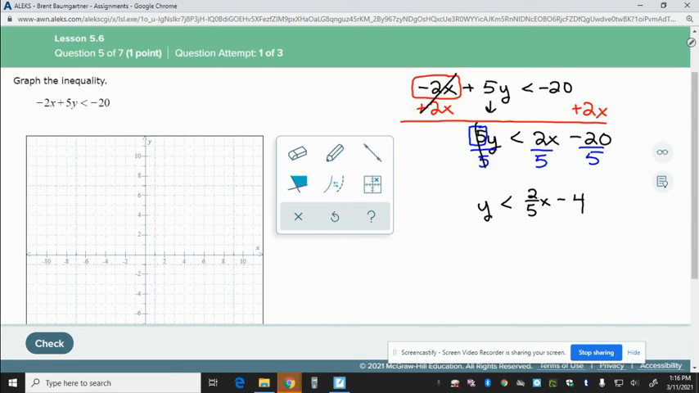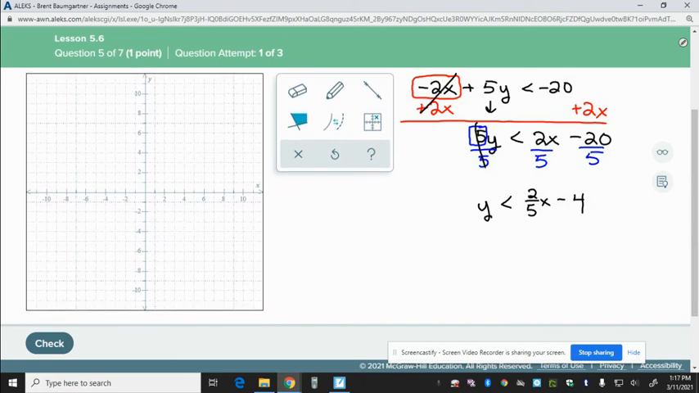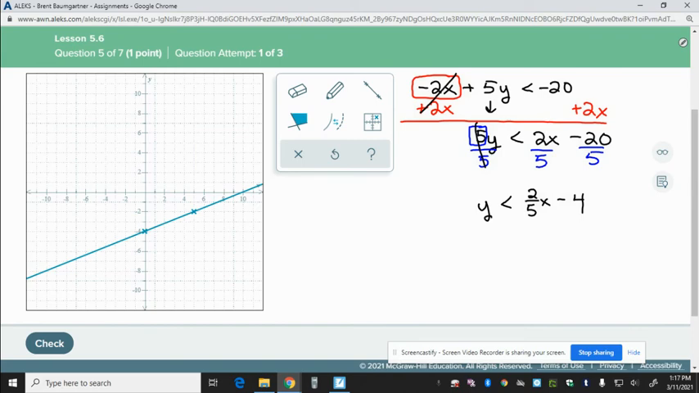As you can see, my y-intercept is negative 4. So I'm going to go ahead and put a point on negative 4. There we go. There's my first point. My slope is 2/5. So I'm going to just count up 2 and go right 5. And there we go. I'm going to look at my inequality symbol carefully. I see there is no line under it. So I'm going to switch this to a dotted line.